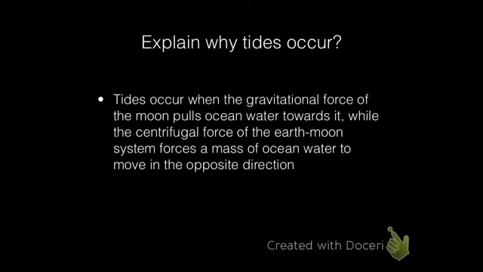Explain why tides occur. Tides occur when the gravitational force of the moon pulls ocean water towards it, while the centrifugal force of the Earth-Moon system forces a mass of ocean water to move in the opposite direction.